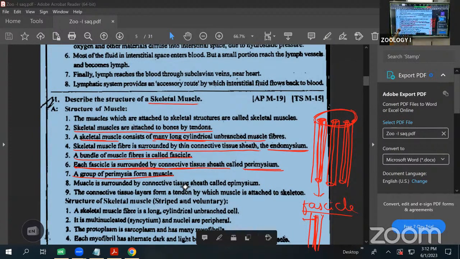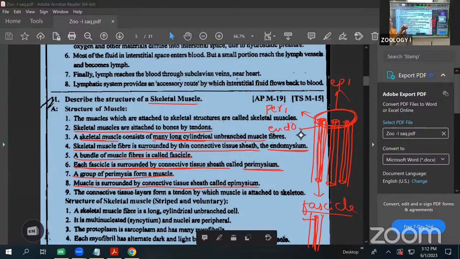Next, the muscle is surrounded by the connective tissue sheath that we call the epimysium. All the bundles are surrounded by the membrane called the epimysium. A bundle is surrounded by the perimysium. Only the fiber is surrounded by the endomysium. Here three layers are present.